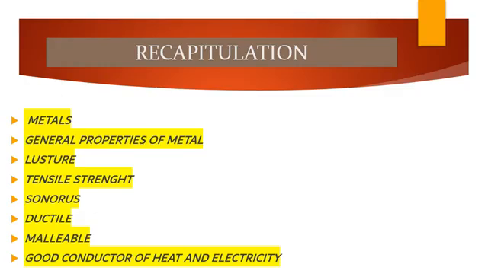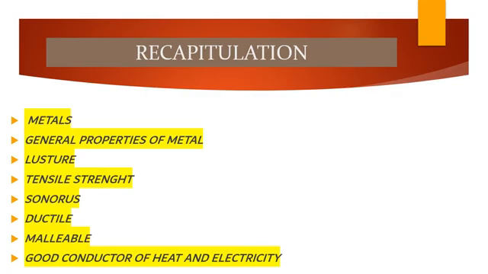Metals, general properties of metals. The properties are luster, that is appearance, how the metals are looking. Tensile strength, it is nothing but the hardness of the solid metals. Sonorous means when the metals hit other surfaces, they can make a sound. Ductile means when we melt and make a new structure of a metal.